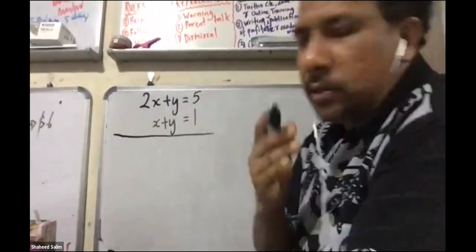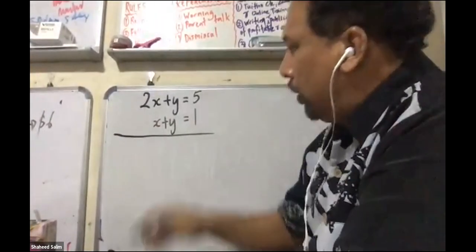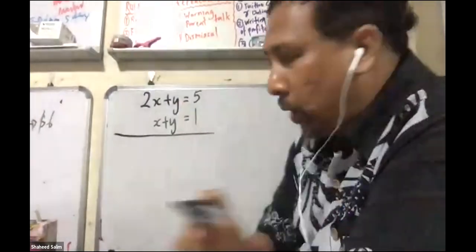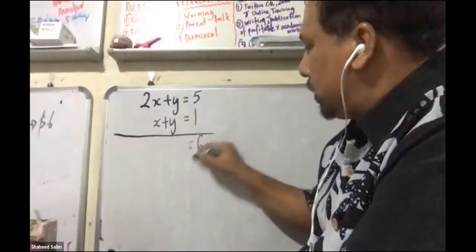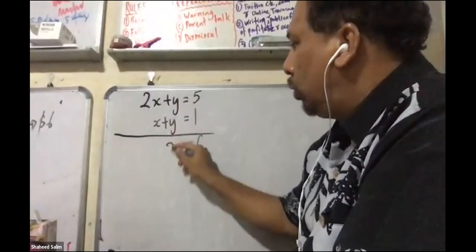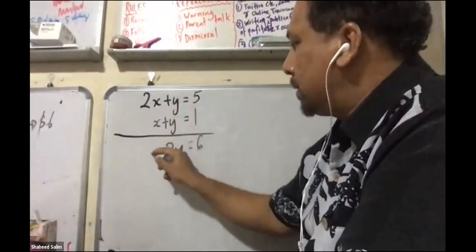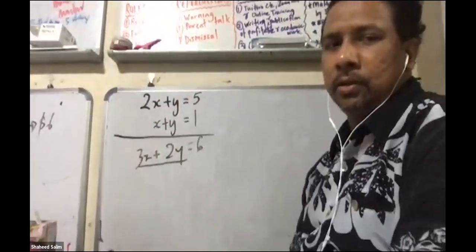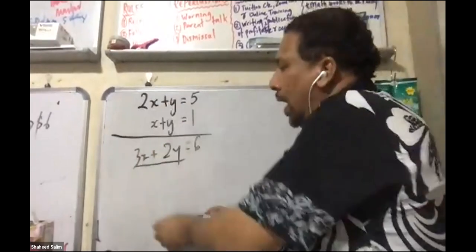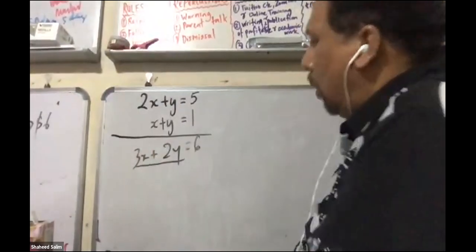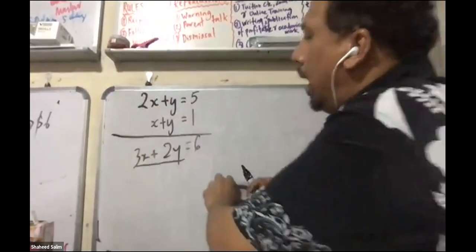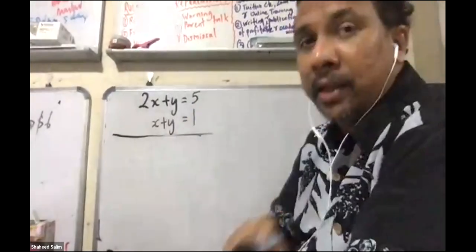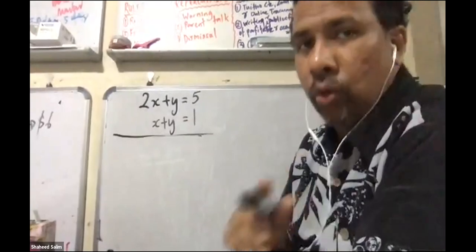your task is you want to get rid of one of the unknowns. If you plus, what happened? 5 plus 1, 6. Y plus y, 2y. 2x plus x, 3x. You're going to have two unknowns still. So now, I want to minus. Why do I want to minus? Because I see there's y here, that's why I can minus. Elimination method, I can do that way.